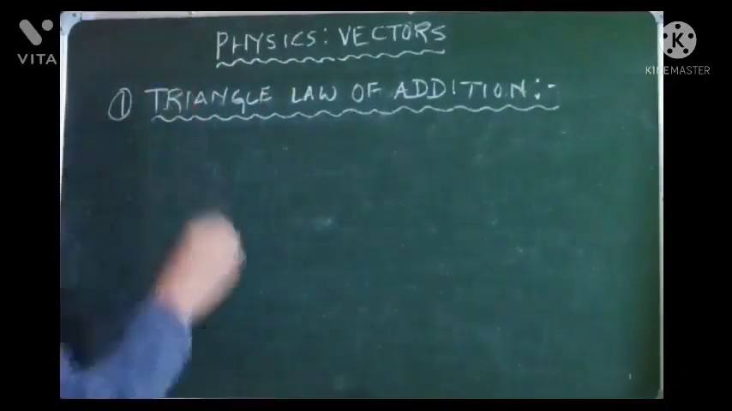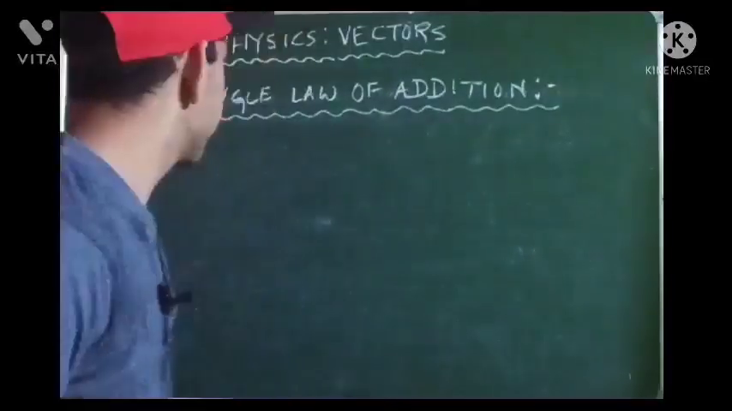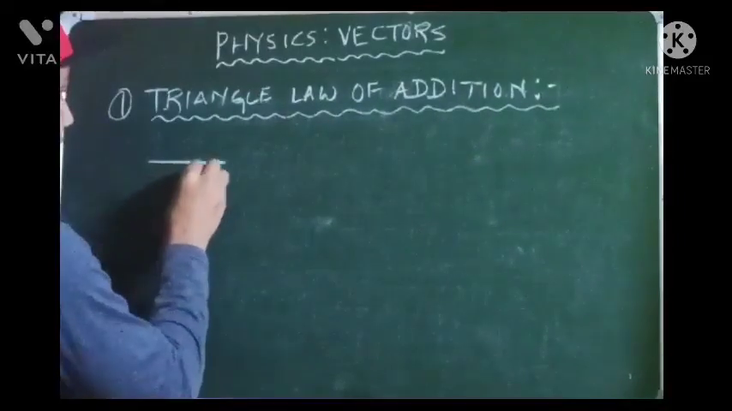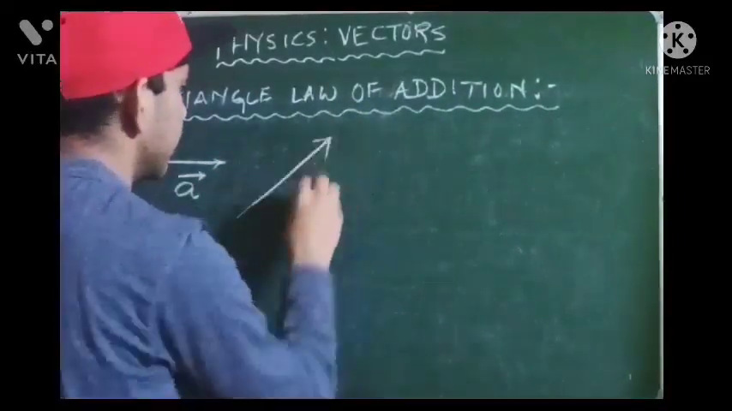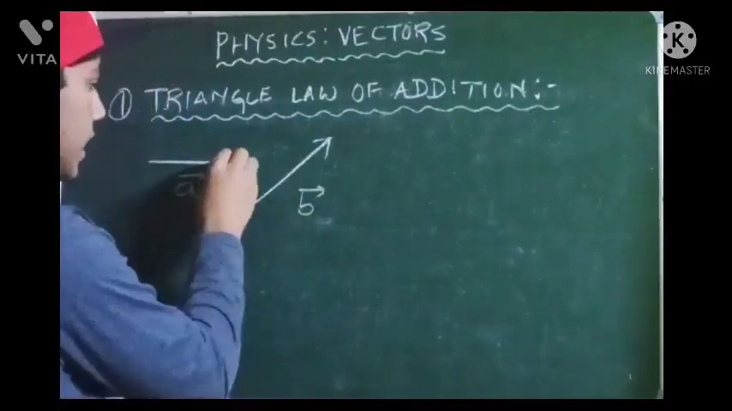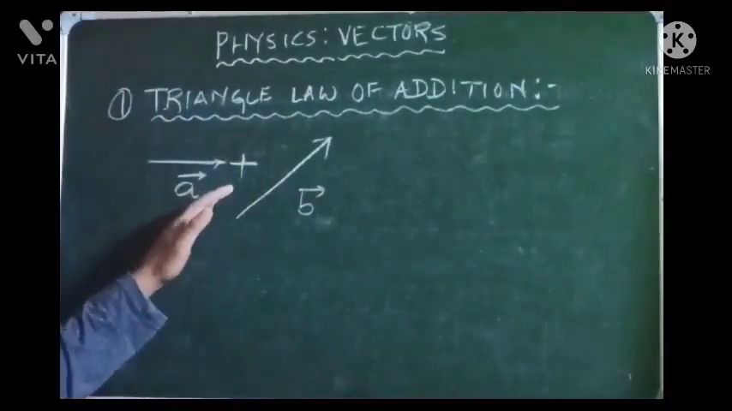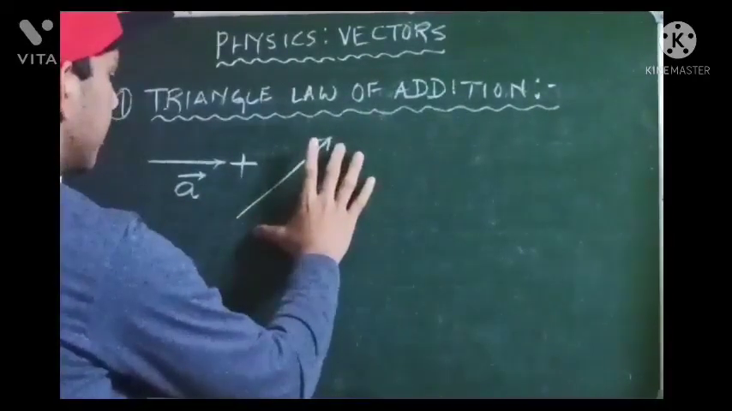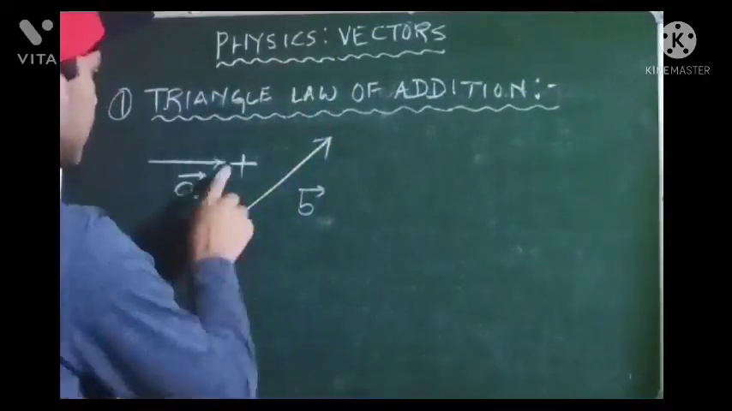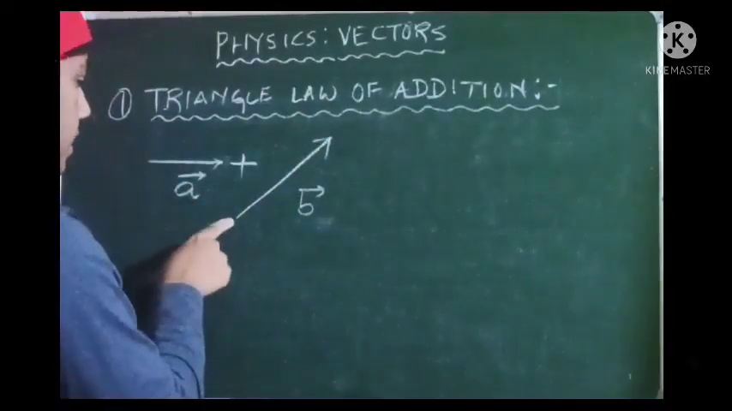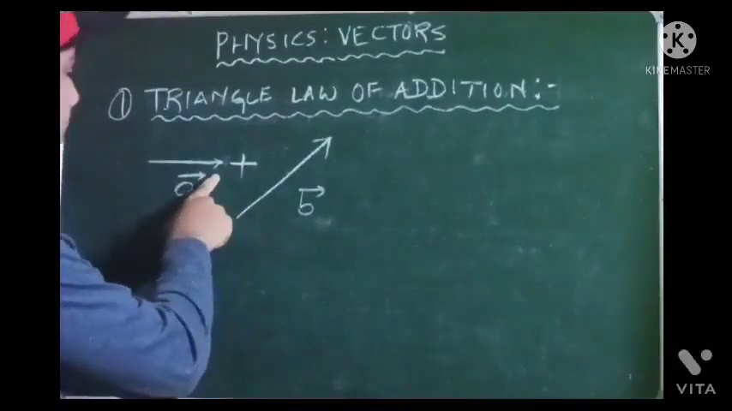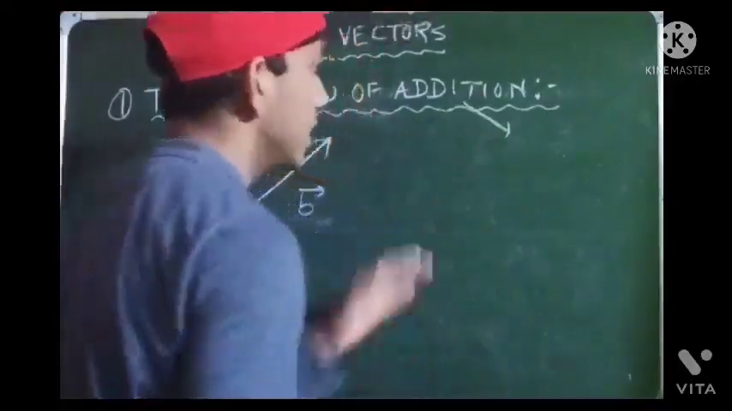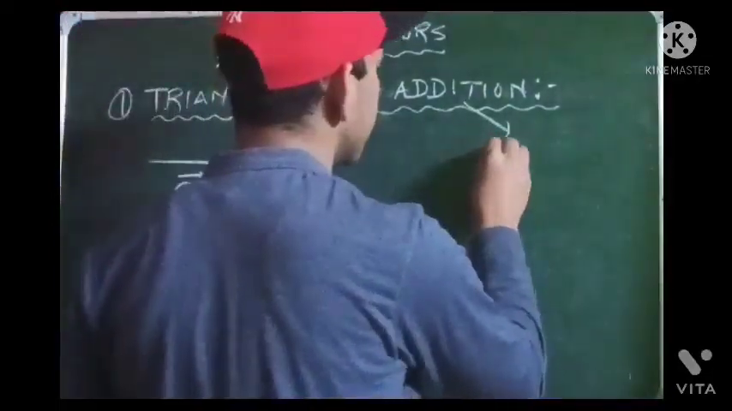In the triangle law of addition, we are going to use the head-tail combination. Suppose we are given this as a vector and this as b vector, and we have to find the resultant of these two vectors, that means the addition of these two vectors. Then what we are going to do, we are going to move this b vector parallel to itself to this position until the tail of the b vector coincides with the head of the a vector. That means we have to put the head-tail combination. In this formula, head-tail combination is used.